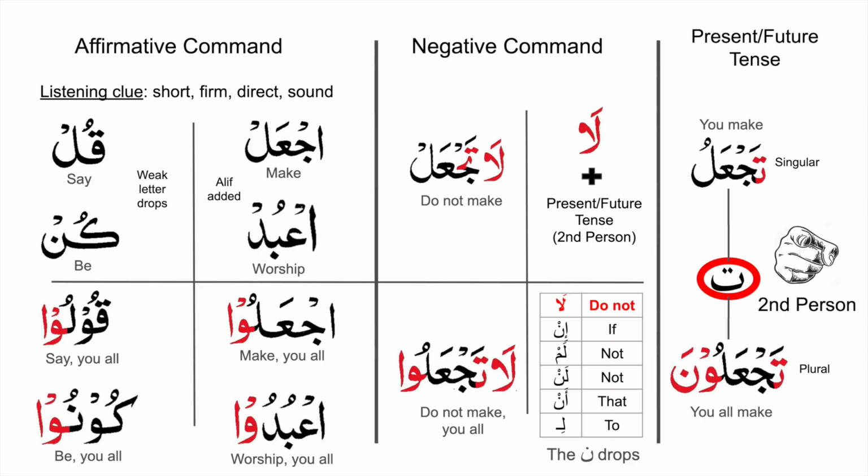On the left, you see the affirmative command. This one is less uniform, but two common patterns stand out. Sometimes an alif is added, and sometimes a weak letter drops. Also notice that in the plural, the ending waw alif appears here too, giving the familiar clue for you all. So this slide is your quick summary, a simple recognition map for commands. If you would like a moment to look these over, click pause now and continue when you are ready.